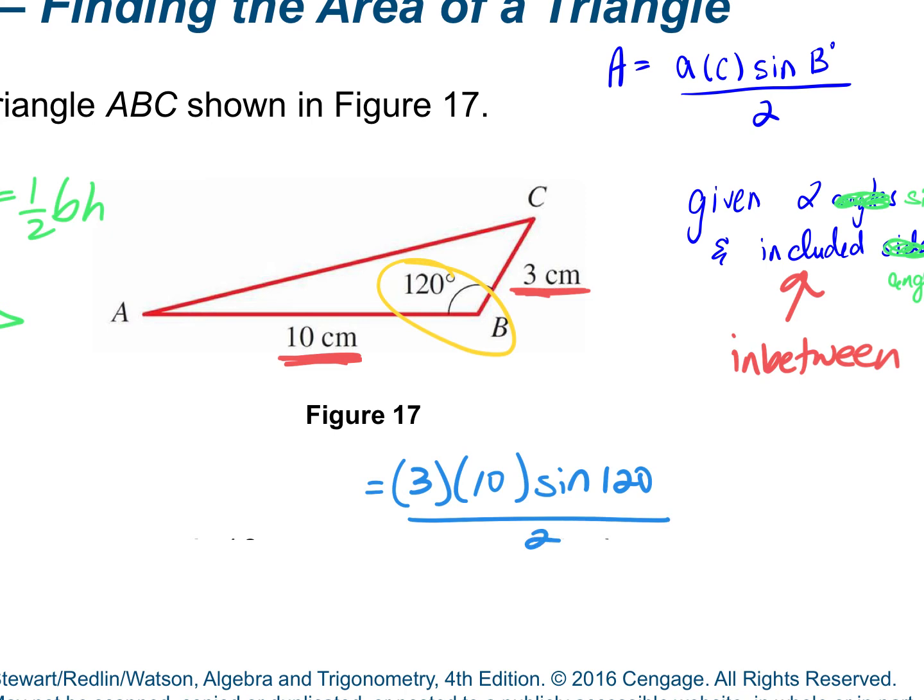You can either hit 3 times 10 times sine 20 and then divide it by 2, like enter divided by 2, or put the entire numerator in parentheses and then hit divided by 2. But just, it's the 2 sides that they give you times the sine of the included angle. What do you guys get? So you get something like 12.9 something.